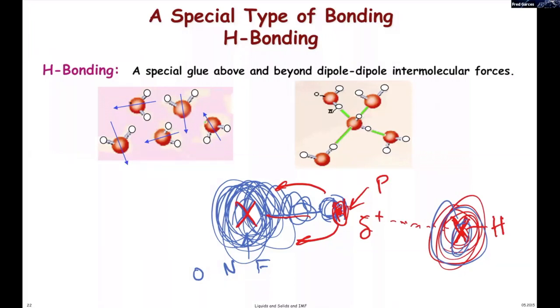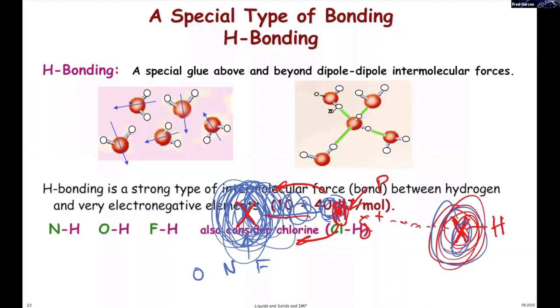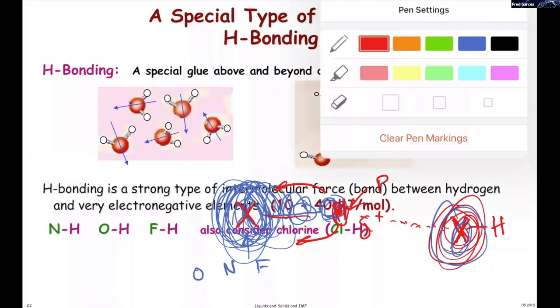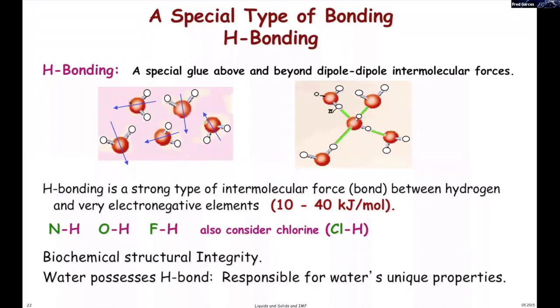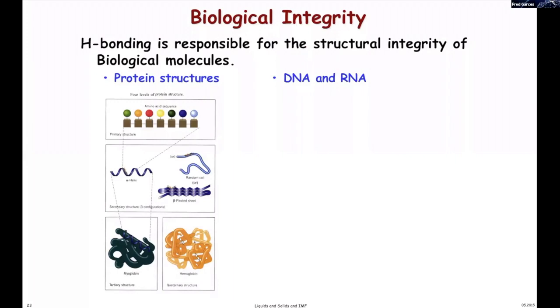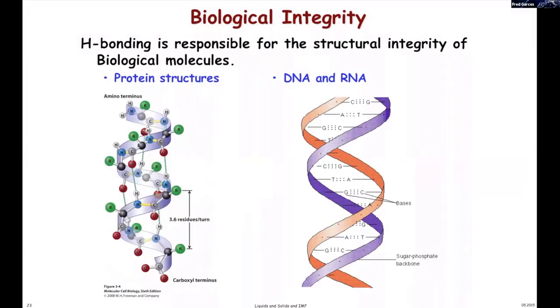And that extra glue allows water not to be a gas at room temperature with a boiling point of negative 100, but a liquid at room temperature with a boiling point of positive 100. Without hydrogen bonding, the world as we know it would not exist. Everything would be in the gas phase. Okay, so I'm just going to wrap this up right here in terms of hydrogen bonding, and then I'll stop there. The integrity of the chemicals in our body, like the protein structure or DNA, is based on hydrogen bonding.